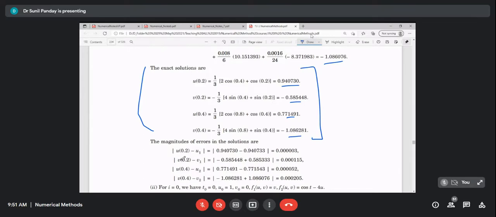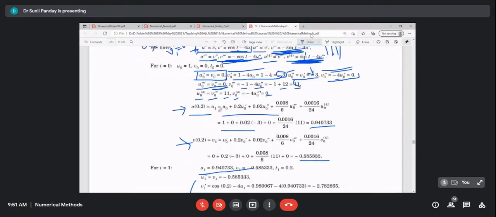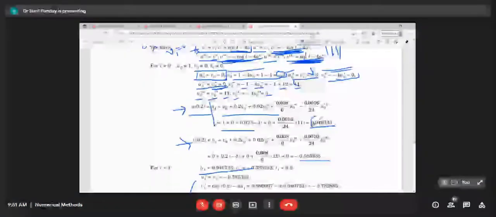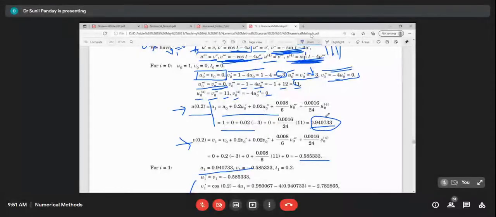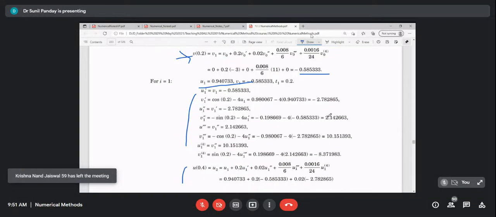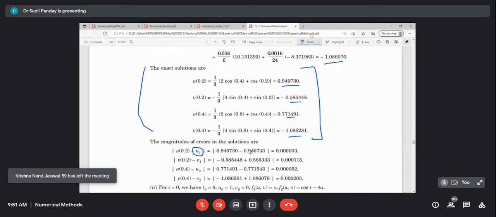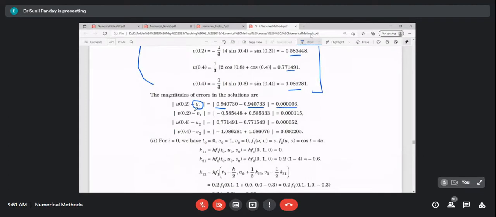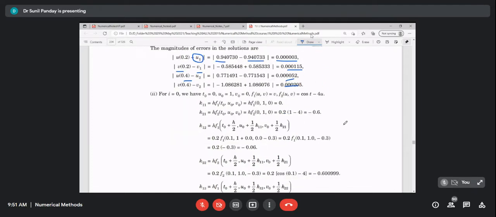And then we compare the exact value with the approximated value. So this u1 is actually this one. This is 0.90940. So if I substitute here this one, and this is the exact, so this is the error. The magnitude of error in u1, the magnitude of error in v1, and like this. And then we have to solve the same problem with the help of the Runge-Kutta method, and this is already discussed with you, so you should try this.